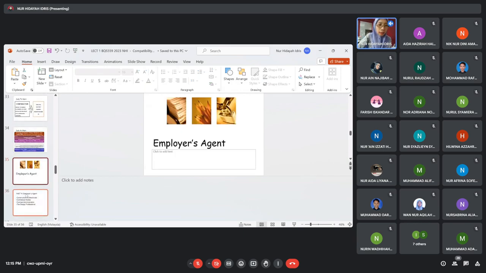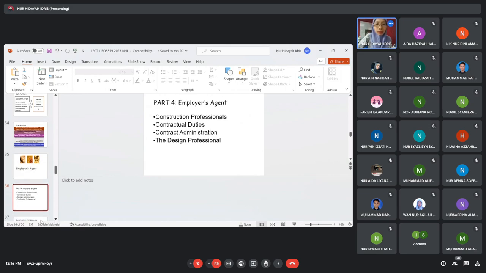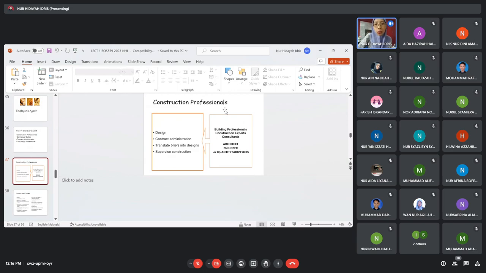Okay. And then kita ada employer's agent. So who is employer's agent? Basically employer's agent kita, part 4 ni kita akan cover construction professionals and then contractual duties, contract administration and design professionals. Okay. So construction professionals are those, okay, involved in design, contract administration macam QS. So kalau QS kita tak involved in design. Kita advise more on contract administration. Kita buat tender document, kita buat contract, kita buat BQ and then translate brief into design. Okay, itu semuanya adalah kerja-kerja designers, consultant, architect, engineer and then supervise construction. So supervise construction ini more towards architect and engineer lah.